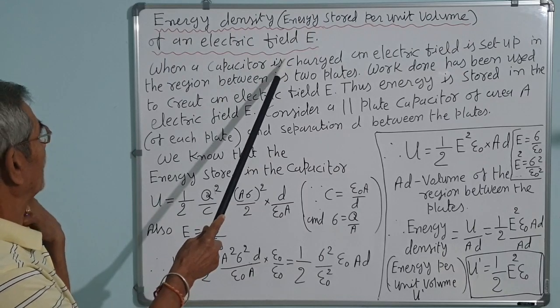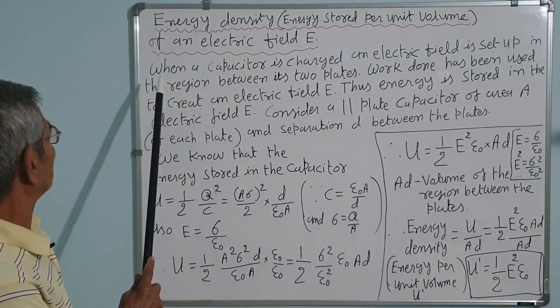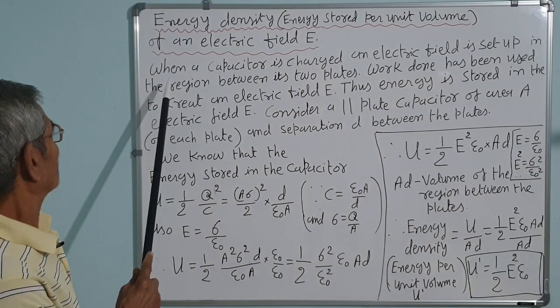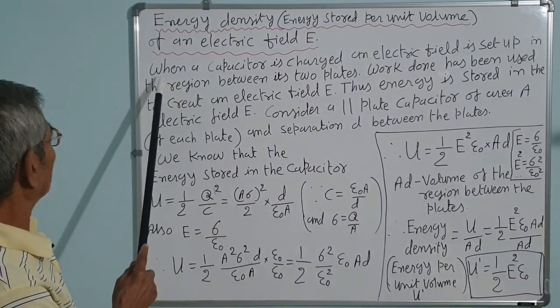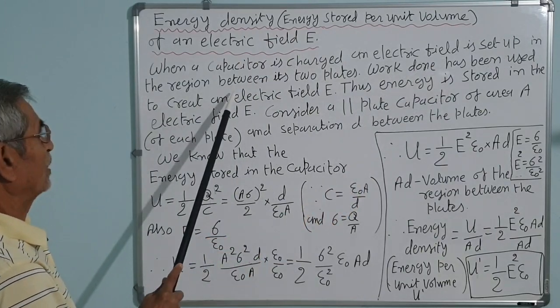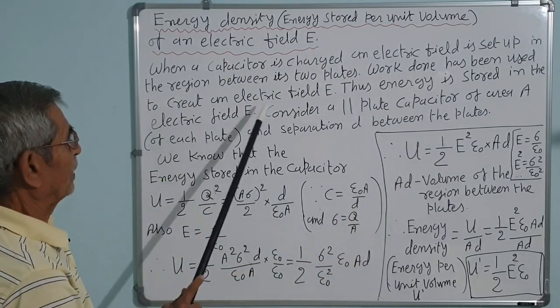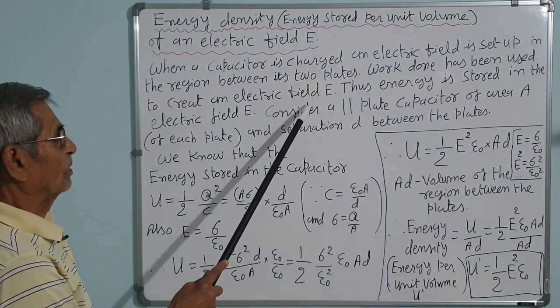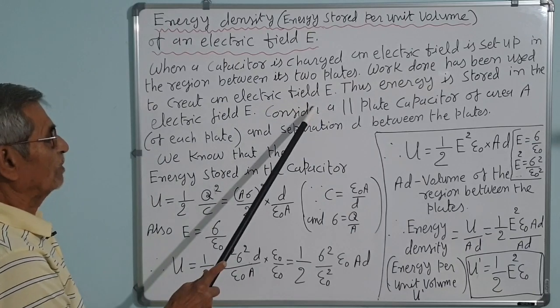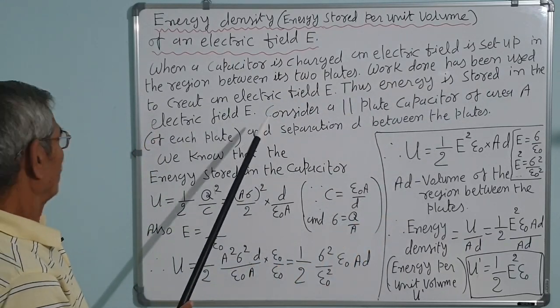Energy density, or energy stored per unit volume in a capacitor, in an electric field. Energy is stored in the form of electric field, because the plates are charged, and the electric field exists between the plates, acting from the positive plate to the negative plate. When a capacitor is charged, an electric field is set up in the region between the two plates. Work has been used to create this electric field. When we do the work, the energy is stored in the form of electric field. Thus, energy is stored in the electric field E.